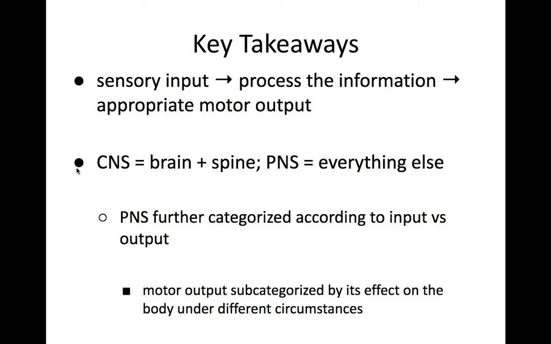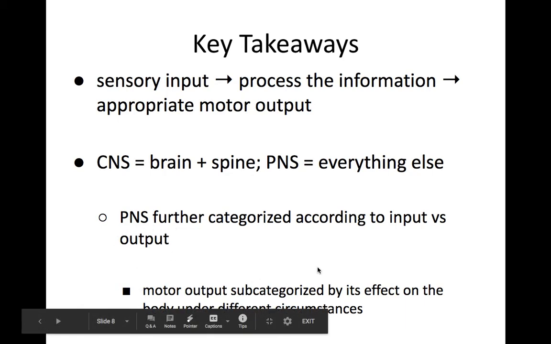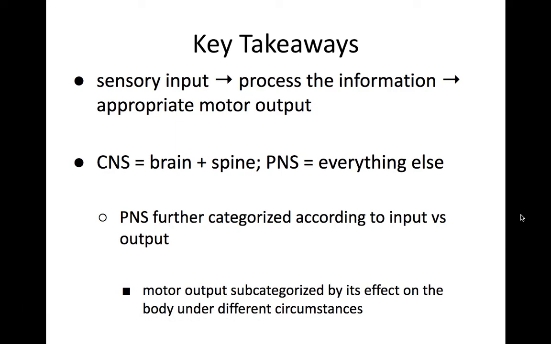Second of all, you should know how the nervous system is organized. Structurally, it's organized into your central nervous system, meaning your brain and spine, and your peripheral nervous system, which is everything else. And then the peripheral nervous system is further categorized according to whether you're bringing in information, that's the sensory division, you're getting an input, or whether you're sending out information, that's the motor division or output. And then the motor output is further subcategorized according to its effects on the body under different circumstances.